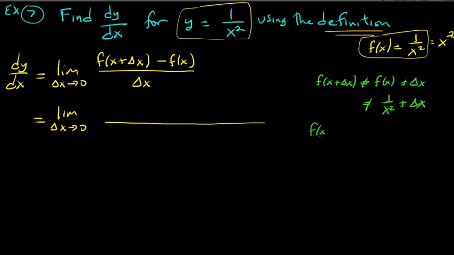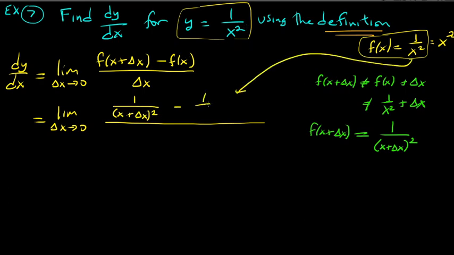So what do we do instead? Instead, we replace x with x plus delta x. So instead of 1 over x squared, we change the x to what's in the parentheses, x plus delta x. So that's the thing we square. Okay. So I'm just going to rewrite that up here. 1 over x plus delta x, quantity squared, minus f of x. Well, f of x is just 1 over x squared. I didn't mean to put that arrow there, but that's what f of x is, 1 over x squared. And then the denominator, of course, is still just delta x.